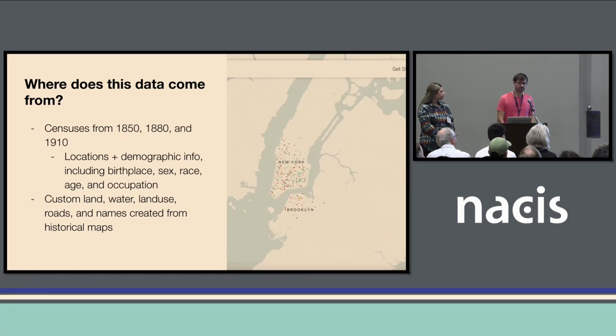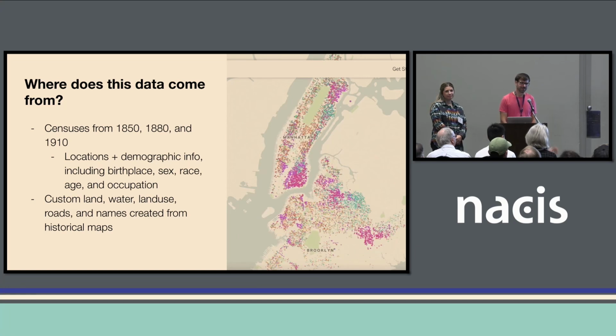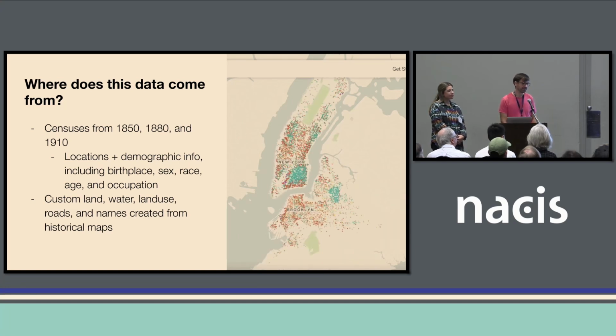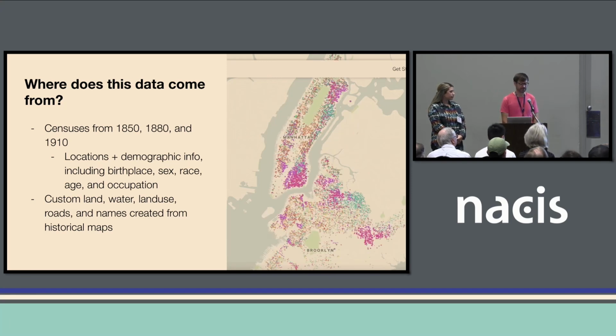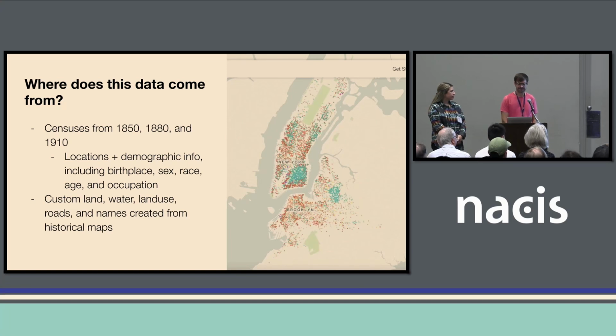The data comes from the census. Some of us might know about the 72-year rule, where individual level data becomes available after 72 years. So this includes data right now from 1850, 1880, 1910.